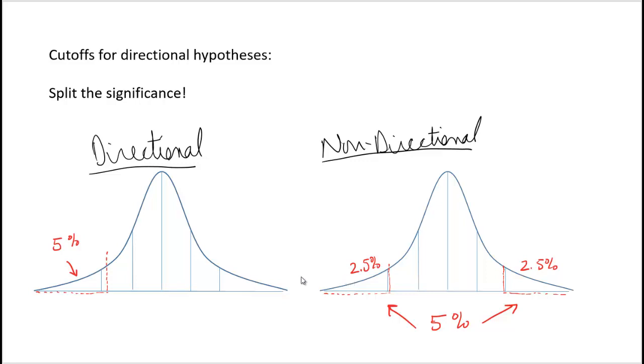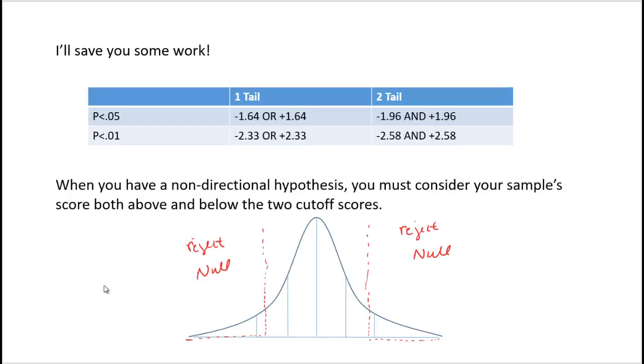Now, you might be thinking to yourself, oh no, how do I know when my result occurs 5% of the time? Well, I'll save you some work. And really, we're only going to be using this top row, but I'm just recreating the grid from the books to include 1%.